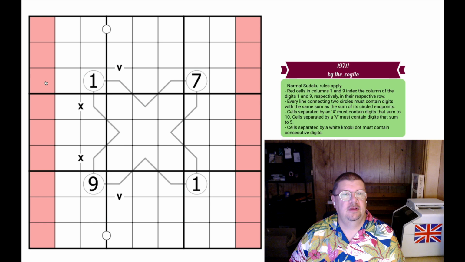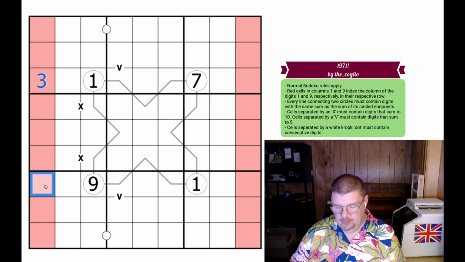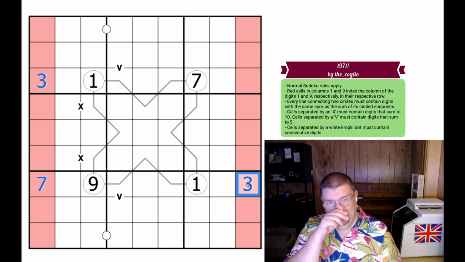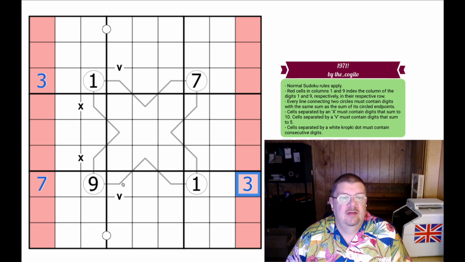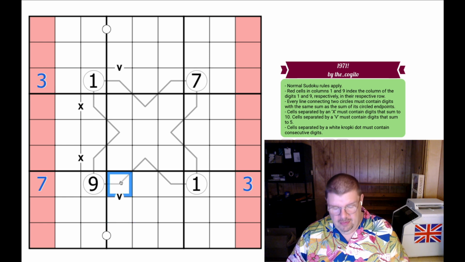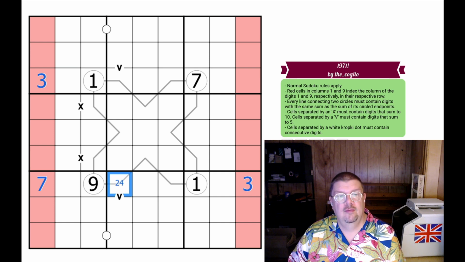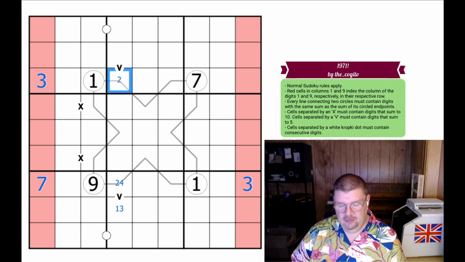So we have some gimmies. This one is indexed by a 3 here. This one is indexed by a 7 here, and this 9 is indexed by a 3 here. Digits on a V, because they sum to 5, must be less than 5. Well, this can't be a 1 or a 3, so that is 2 or 4, and then this must be the 1 or the 3 to make it sum to 5. And the same here, 2 or 4 with 1 or 3.